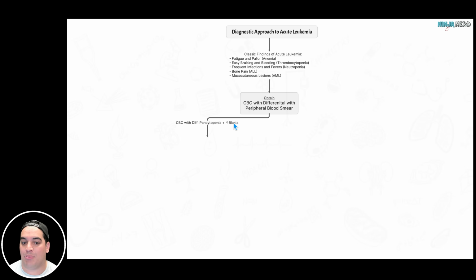And if I see they have lots of blasts on their differential, oh, okay, cool. That tells me that these are definitely more of the acute types of features. This could be an acute leukemia. I have to look at the actual blood smear and say, is it lymphoblast or myeloblast? So if I look and I see lymphoblast, that's very helpful.